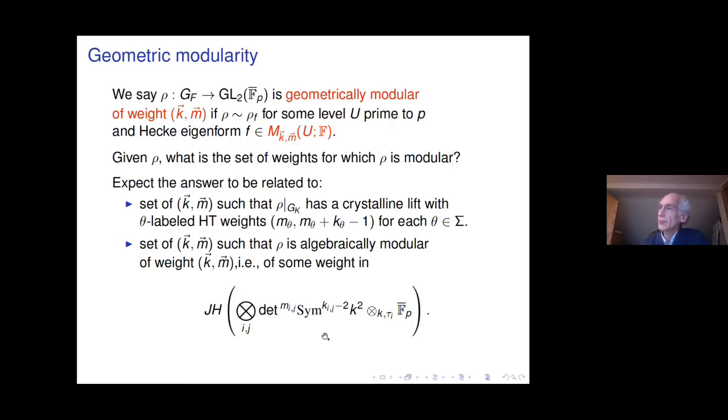Notice here, maybe I should point out a little difference, which is that if p is ramified in F, then you have all the embeddings appearing here. So for example, if p is totally ramified, then you're taking in characteristic p products of symmetric powers of the same standard representation. There's no twisting involved by Frobenius.